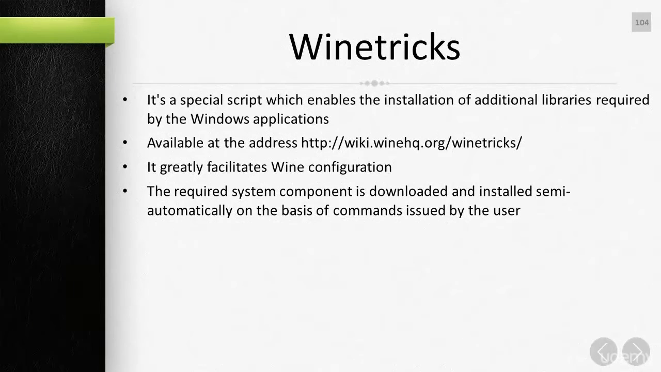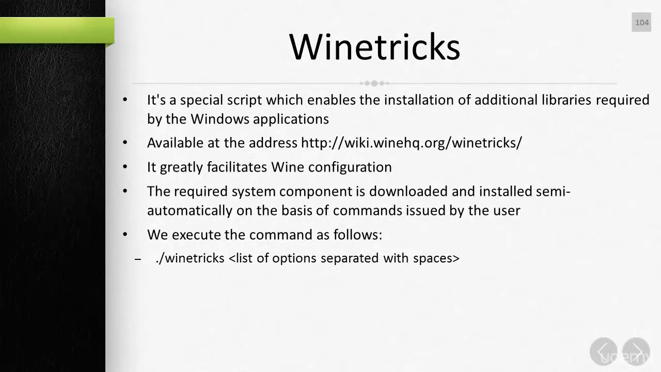You don't have to look for the libraries or the installation files yourself. And you don't have to take any additional actions during the installation. You just run Winetricks, which installs everything automatically. Winetricks must be run in the terminal, using the command winetricks. As the parameter of this command, you give the names of the libraries that are to be installed, separated by spaces.